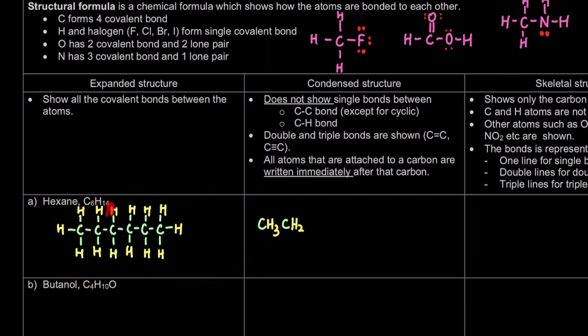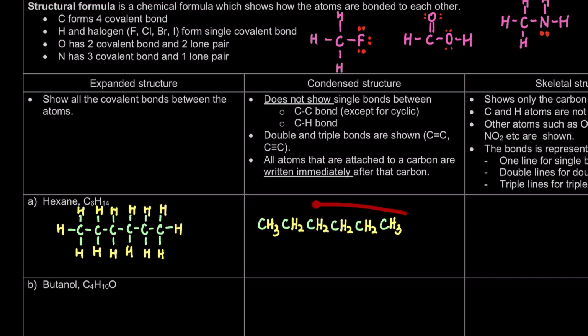Next we have CH2. We have 3 more of the CH2, so we're going to write down again. When we look here, we have CH2 4 times. So that's why we're going to write down 1, 2, 3, 4. And then at the end, we're going to write down CH3 again. So this is the condensed structure for hexane C6H14. We didn't show any of the carbon-carbon or carbon-hydrogen single bonds. So this is one way to write down the condensed structure.